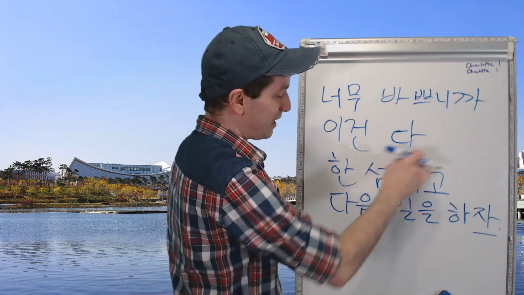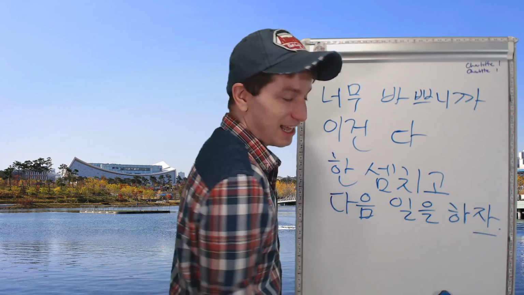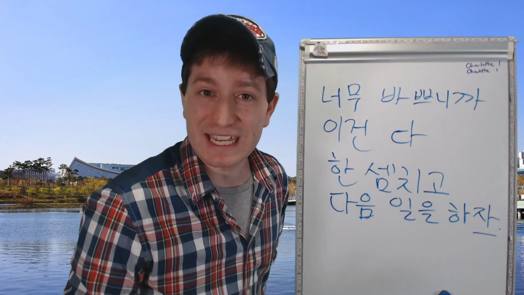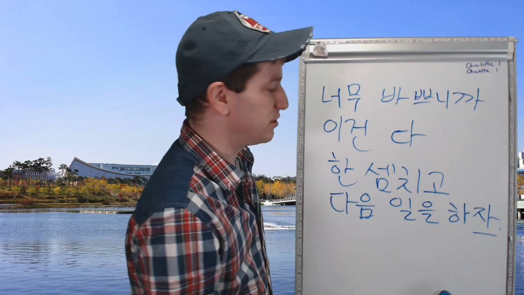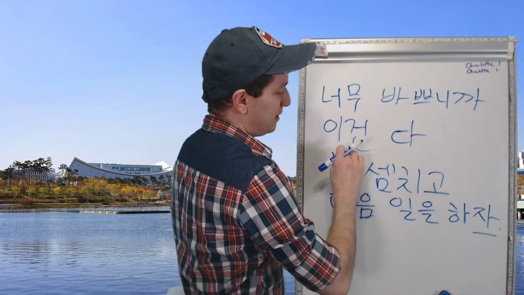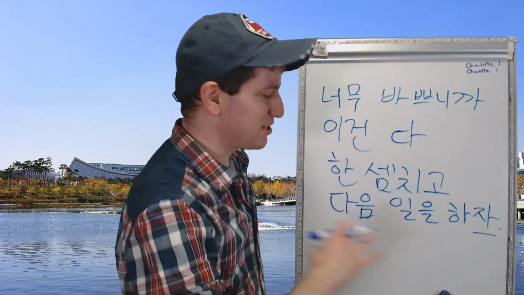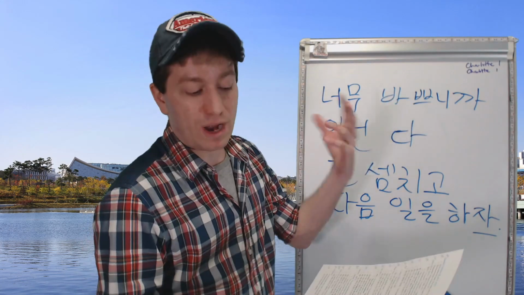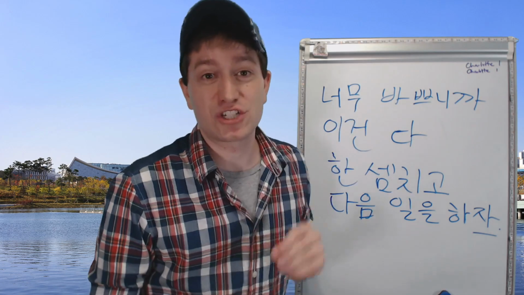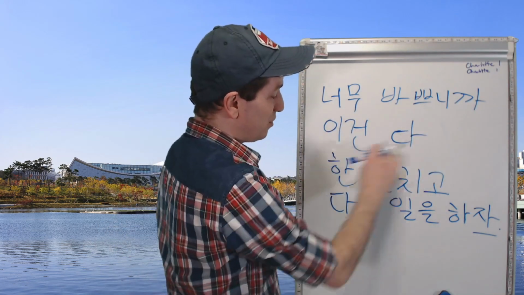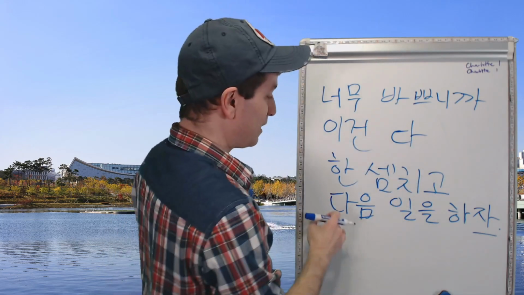너무 바쁘니까 이건 다 한 셈 치고 다음 일을 하자. Our pronoun here is probably going to be we in English. So let's just do the next work. Let's just do the next thing we have to do. Because we are so busy, let's just say we did all of this and let's go on to the next job.